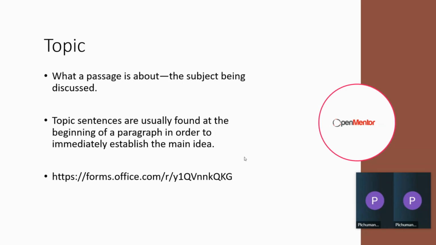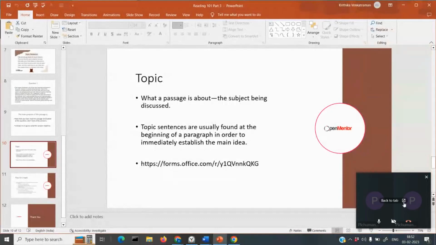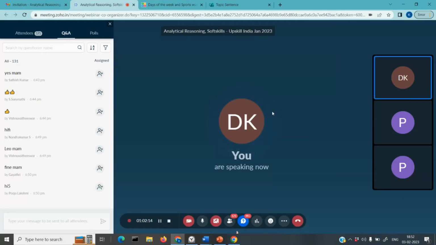So a topic sentence, we know, is simply the punchline of the paragraph. If you read that topic sentence, which is usually the first or second line, it tells you whether that paragraph is about a particular topic or not. Okay. Is everyone in agreement with me? Is topic sentence going to tell you what the paragraph is about?